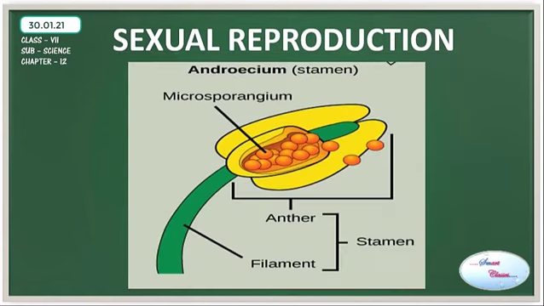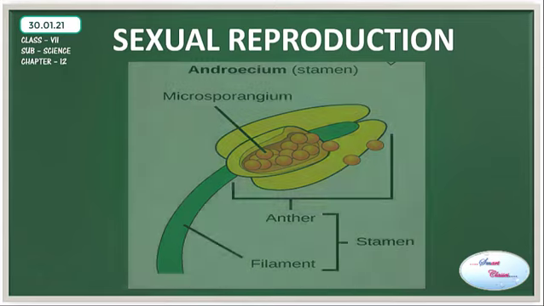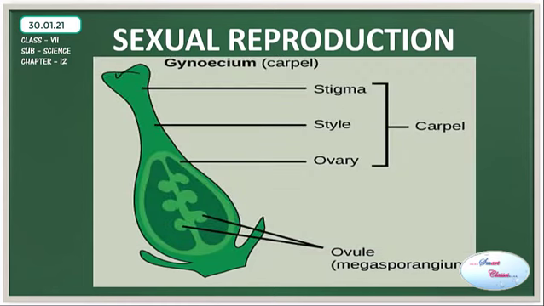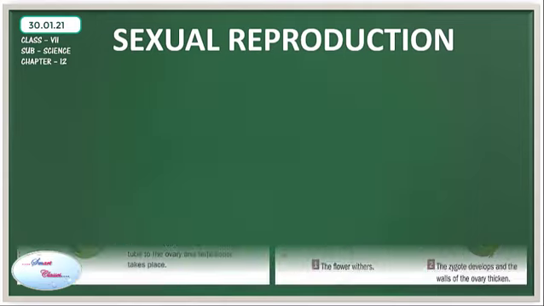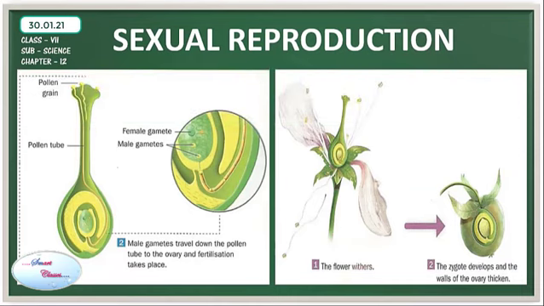The male reproductive part, stamen, consists of anther and filament. Anther contains pollen grains which produce male gametes. And the pistil consists of style, stigma and ovary. The ovary consists of one or more ovules. Ovules are where female gametes or the egg is formed. Female and male gametes fuse to form a zygote.